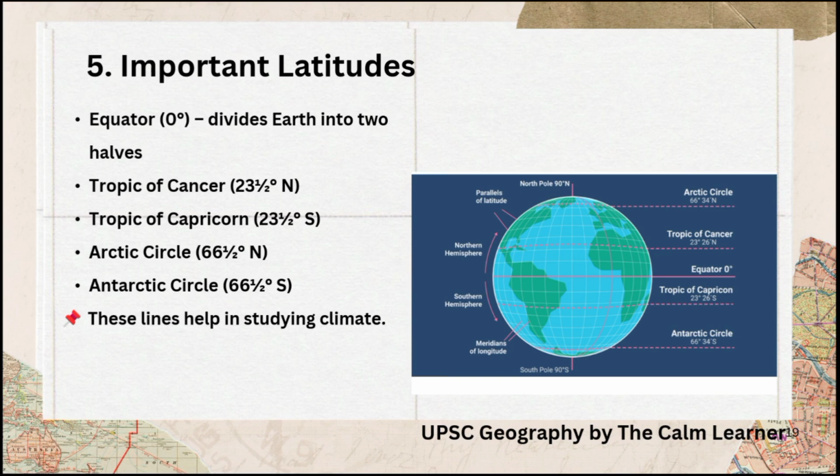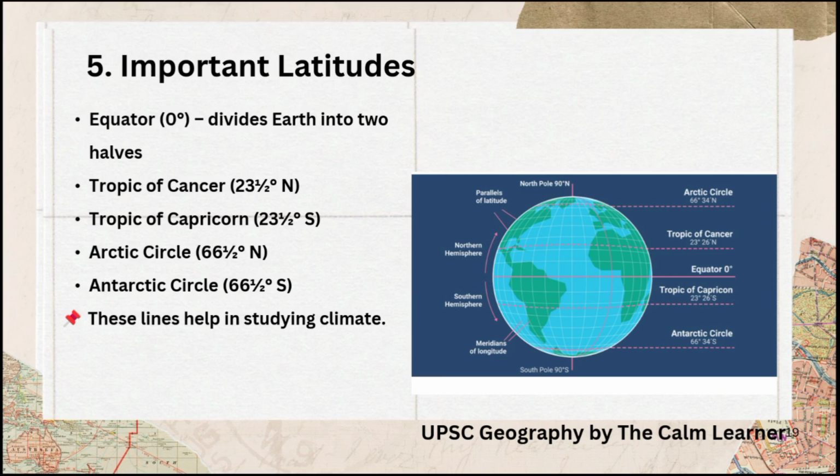Now, let us talk about the most important latitude, that is the equator. The equator is marked as the 0 degree latitude. As you can see in this diagram, the equator is marked as 0 degree. It divides the Earth into two equal halves, the northern hemisphere and the southern hemisphere. Areas near the equator receive direct sunlight throughout the year. That is why these regions experience very high temperatures.